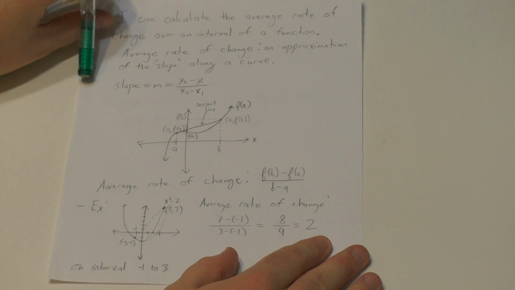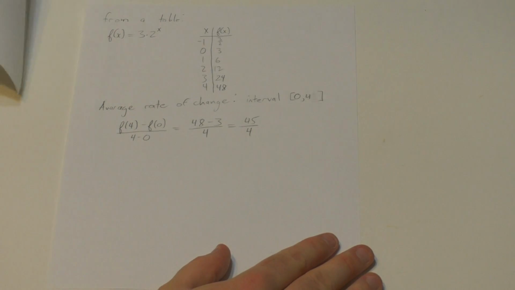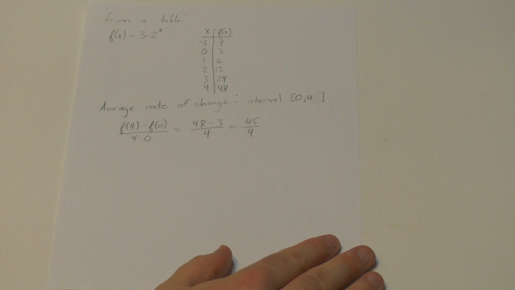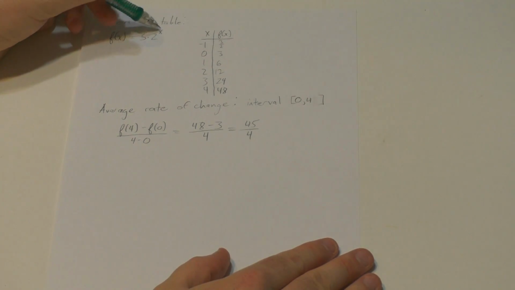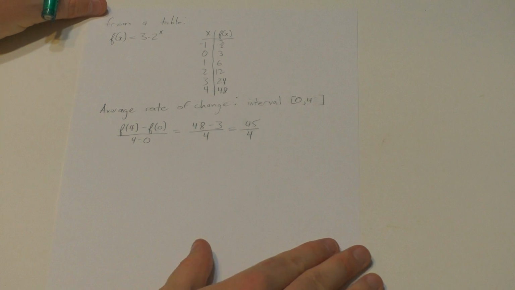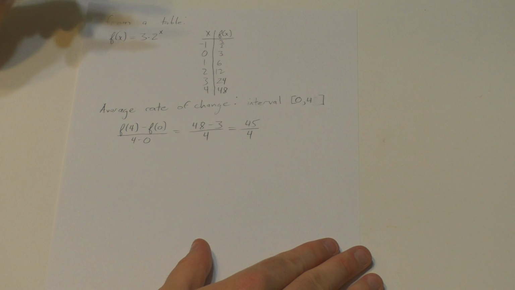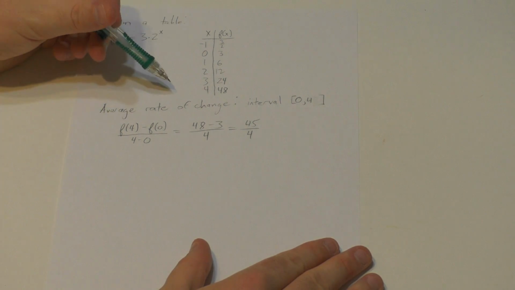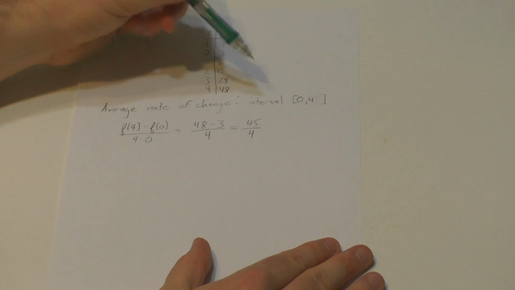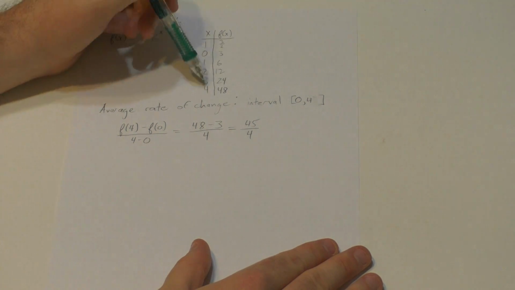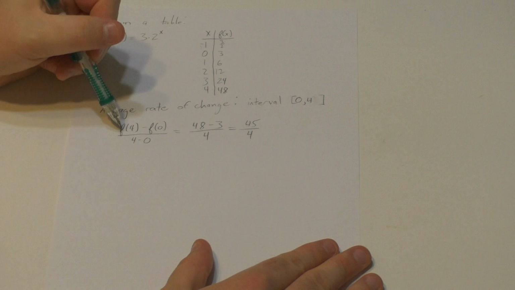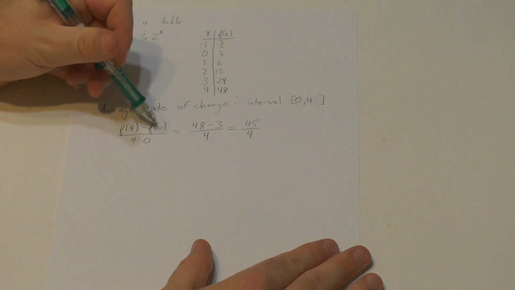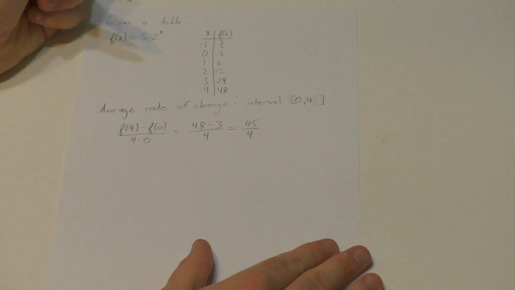Now, sometimes we're going to see tables. In this case, we have f of x equals 3 times 2 raised to the x, an exponential. Again, it's a curve, so it's not going to have a pure slope. But we're going to find the average rate of change on the interval from 0 to 4, and we're just given this table. Same idea, though: f of 4 minus f of 0 over 4 minus 0.